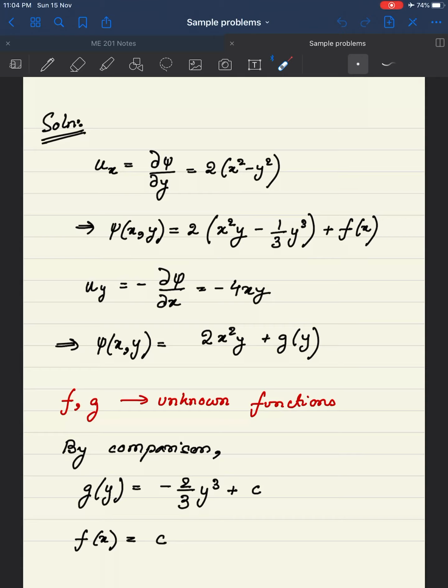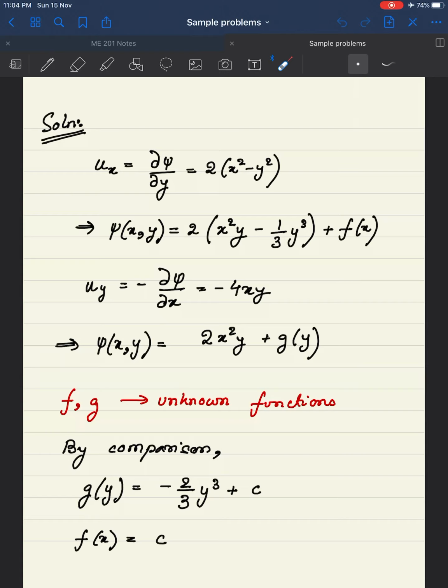Here, the first thing you will do is find the stream function. So u_x is already provided, so del psi del y, you already know of this form. You do the integration, and this is the partial derivative with respect to y. So when you integrate, you can have a function of x that is undetermined. Right? So the constant of integration can be a function of x and not just a normal constant. It will not involve y, but it can be a function of x.